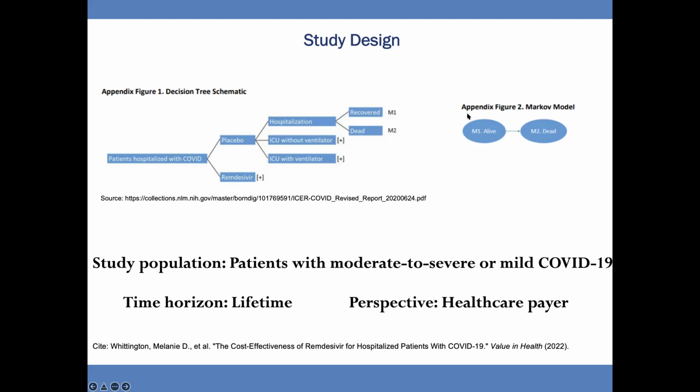And why do we need to do this? We need to do this so that we can identify what kinds of costs and what kinds of benefits we want to capture. When you look at this, you know that we need to capture the cost of hospitalization, the cost of ICU, and we need to capture the loss of quality of life if the patient ends up in hospital. So the model helps you in that aspect. For this study, they look at a lifetime horizon. In terms of study population, they look at patients with moderate to severe, as well as mild COVID. And the perspective is healthcare payer.